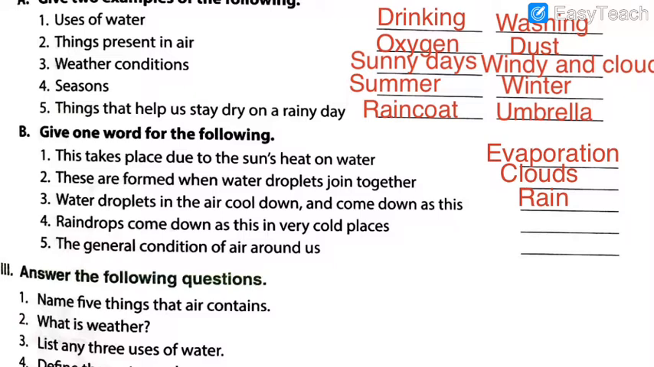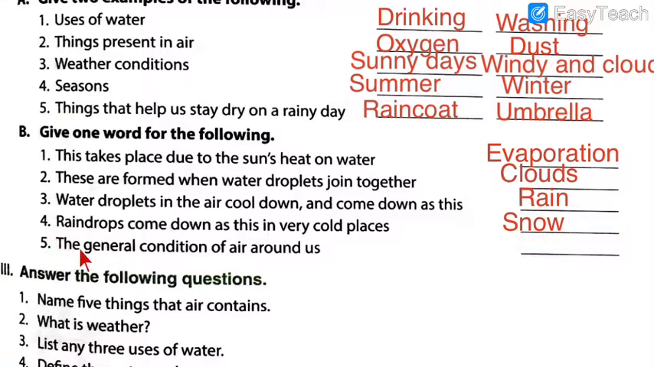5, 4, 3, 2, 1, 0. What is the correct answer? Snow. Snow is the correct answer. Like I said when I was solving clouds, the rain comes down, and somewhere where there is a very cold region, rain doesn't come, snowfall happens because the water in the clouds converts into snow because it is too cold.